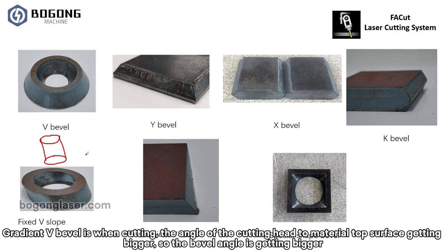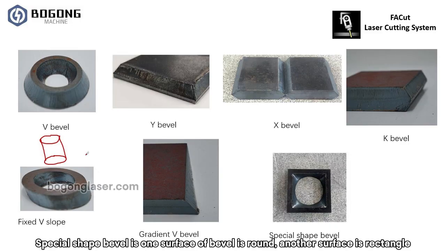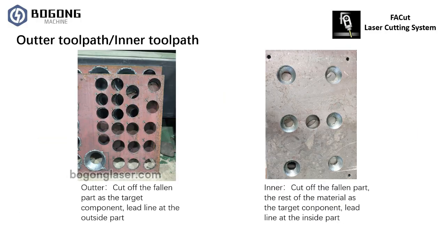Gradient V-bevel is when, during cutting, the angle of the cutting head to the material top surface gets bigger, so the bevel angle is getting bigger. Special shaped bevel is one where one surface of the bevel is round and the other surface is rectangular.